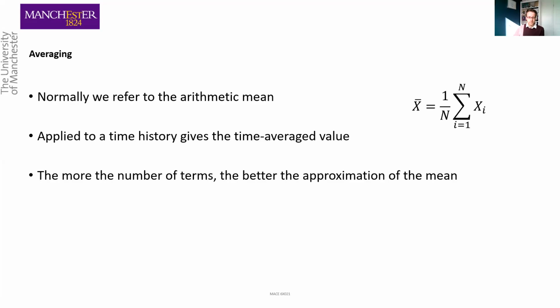So we're going to start really simple and then build in a few different types that you might not have seen before. The one that you're all familiar with is the arithmetic mean, where you take the sum of all your measured samples and divide it by how many samples you've got. This is formally written in the equation on the right. If you apply this to a time history, you get the average value through time. And the more samples you have collected, the better an approximation you have of your mean, especially if you have a noisy signal.